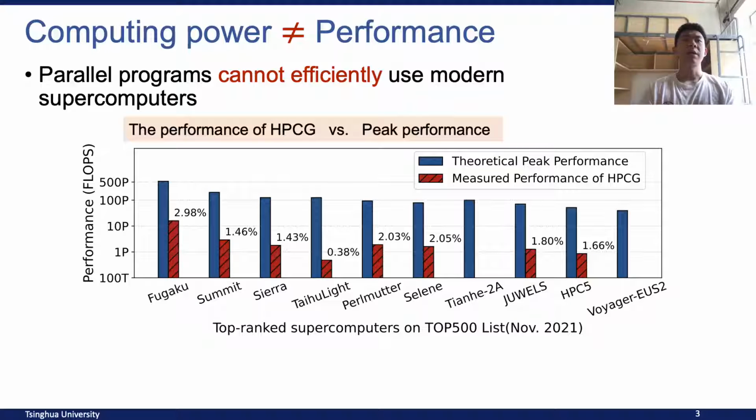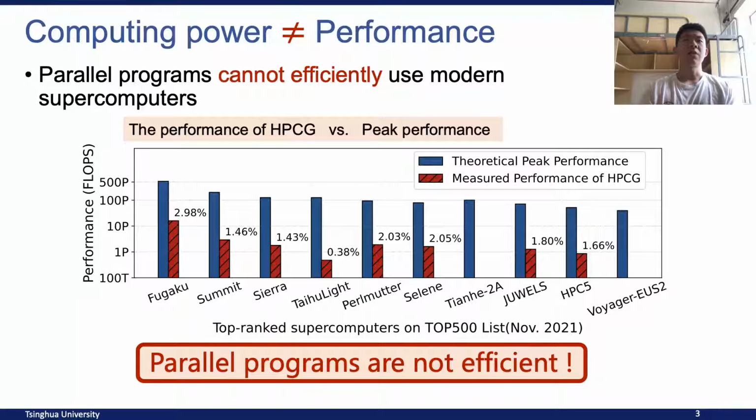HPCG is a widely used benchmark which is intended to model the data access patterns of real-world applications. This figure shows the comparison of measured performance of HPCG and theoretical peak performance of top-ranked supercomputers in the Top500 list. The average efficiency of HPCG is only 1.72%. For real-world applications, the efficiency is even lower. Parallel programs are not efficient.